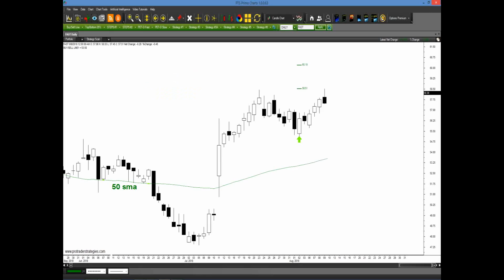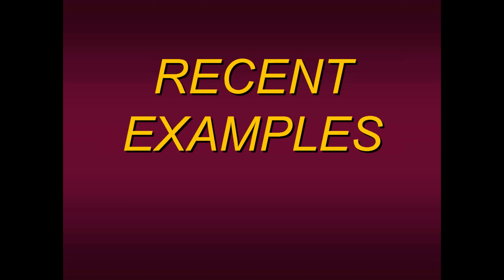Now let me share with you some more setups that are even better than this going forward, using all the things we just talked about, and these are recent examples, okay? So these are things that happened in the last month. Some of these things happened within the last week.